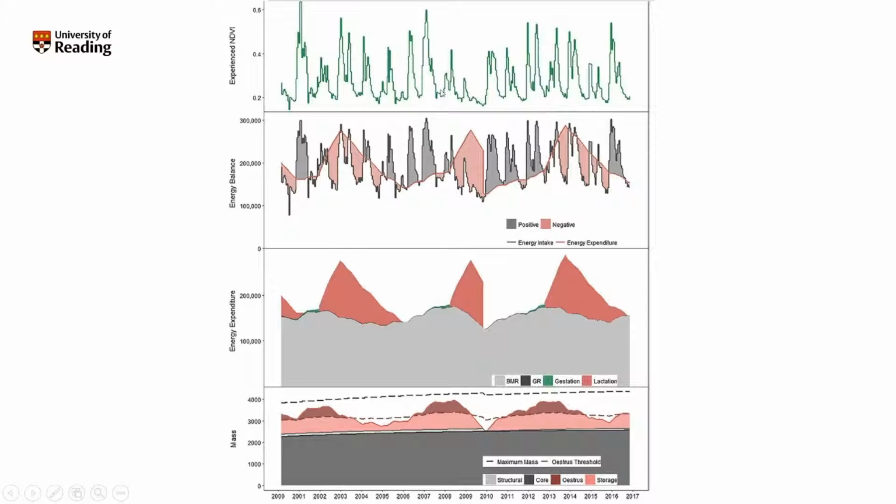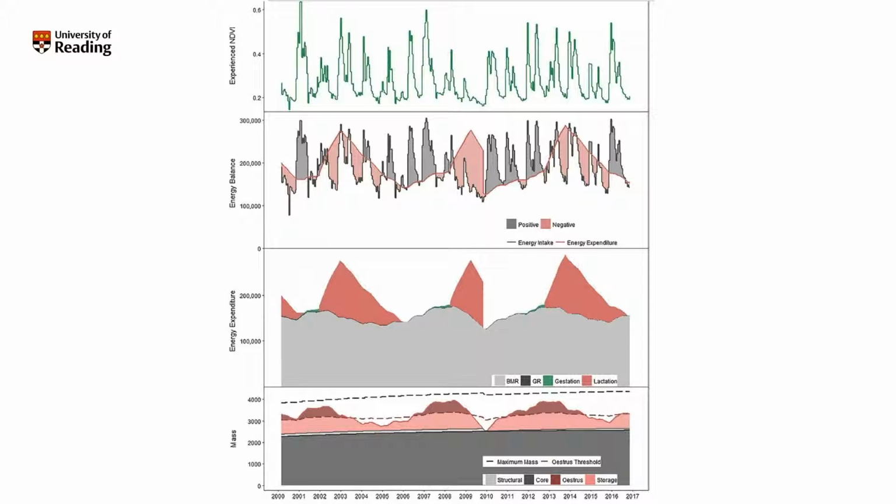Right, so what the individual experiences is shown here. This is an adult female. The food availability she experiences is in the top row in green. As a result of eating, when the food's available, she gets into a positive energy balance, shown in the second row in gray. When times are tough, she goes into energy deficit, shown in red here. How she spends the energy is shown in the third row. Here in red is what she spends on lactation. That's a very major expenditure. Down in gray is basal metabolic rate.